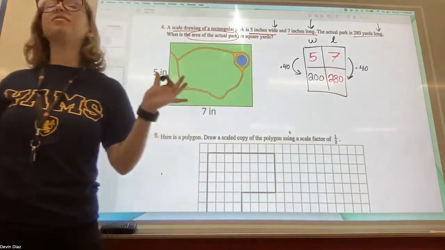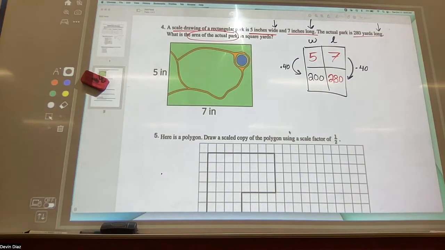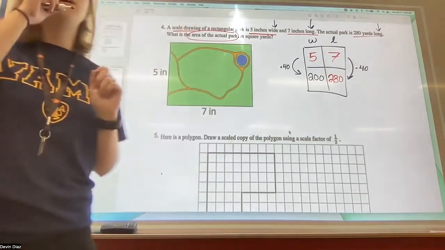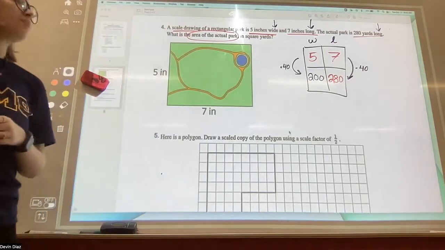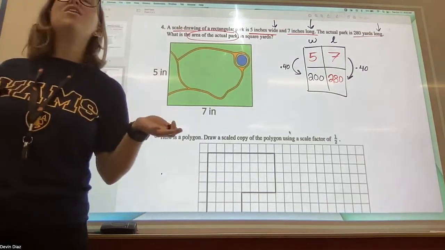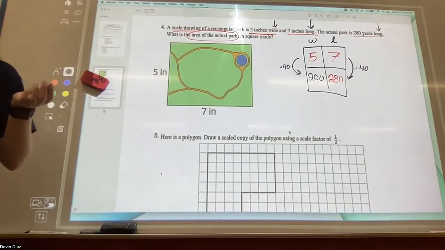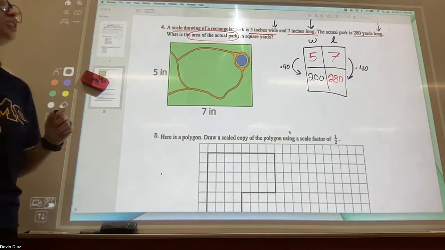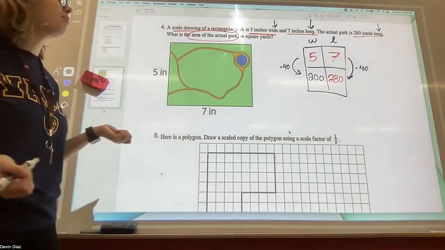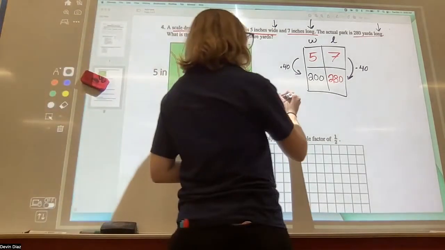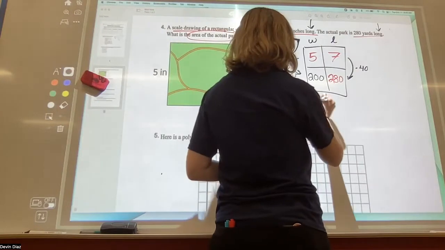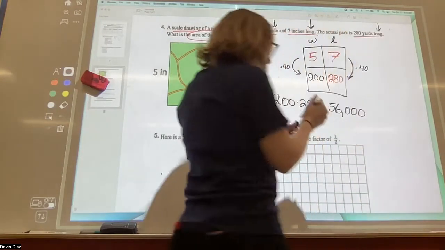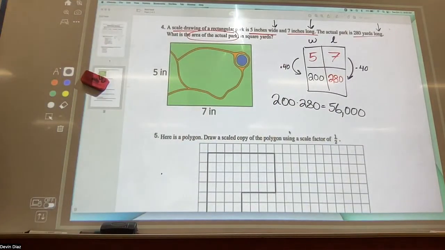But am I done yet? No, I'm not done. It doesn't ask me what the actual width is. It asks me for the area. You guys, how do I find area? What's just the formula? Yeah? 200 times 280. Length times width, right? When I do 200 times 280, I get 56,000. I get 56,000.